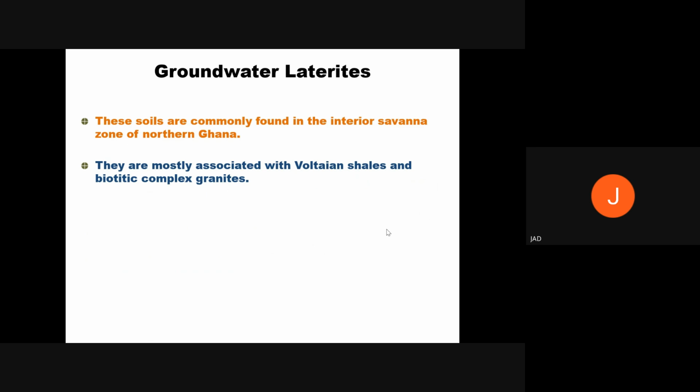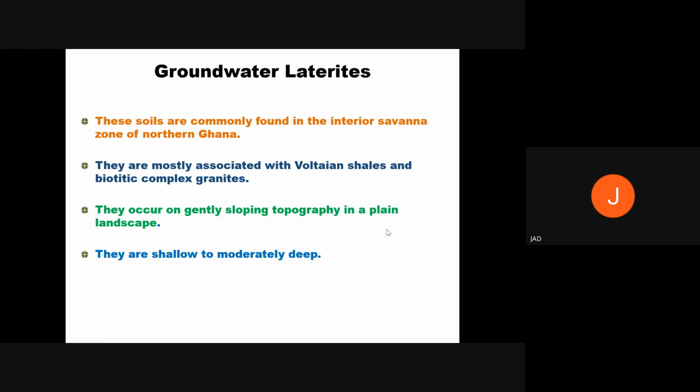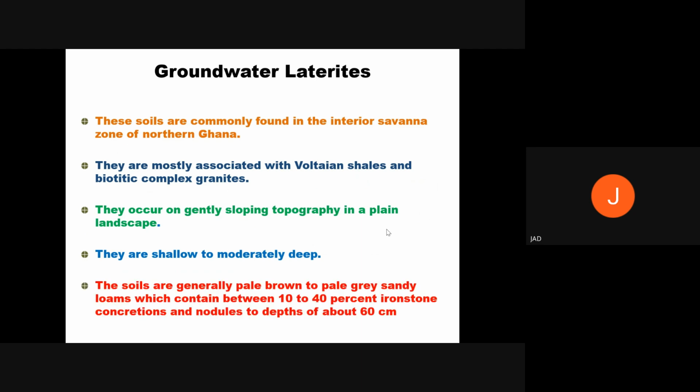They are mostly associated with the Oceanian shales and Voltaian complex granites. They occur on gentle slope topography in the plain landscape. They are shallow to moderately deep. The soils are generally pale brown to pale gray sandy loams, which contain between 10 to 40% ironstone.